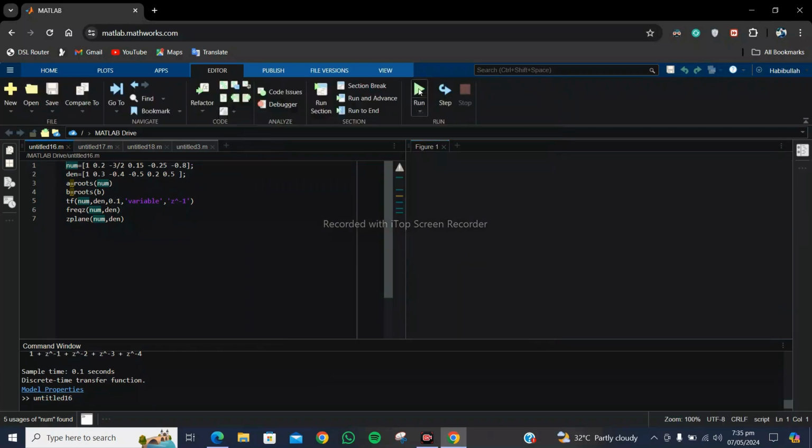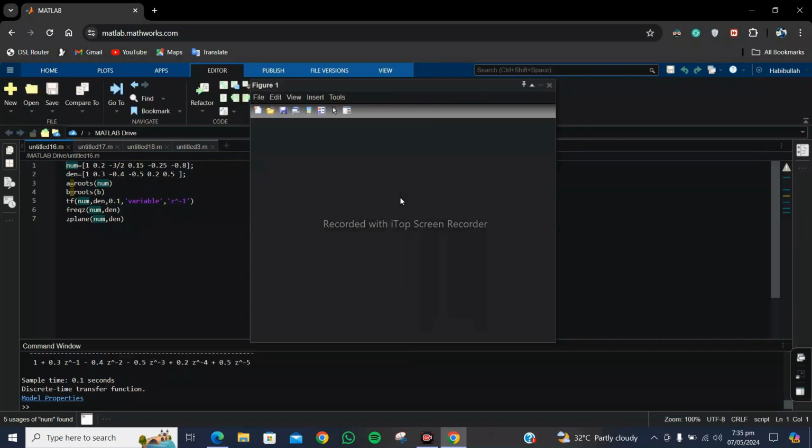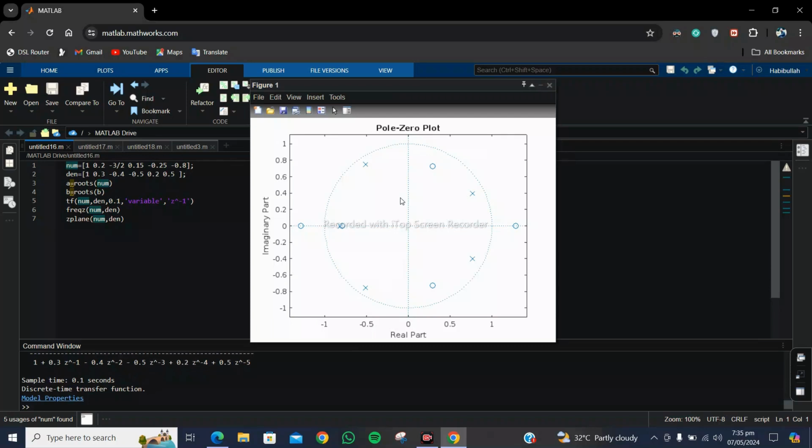Going to run this task. In this task we have a few poles and zeros, and one pole and zero are overlapping each other. So the system is undefined. When a pole and zero overlap each other, the system is going to be undefined. So moving towards the next task.